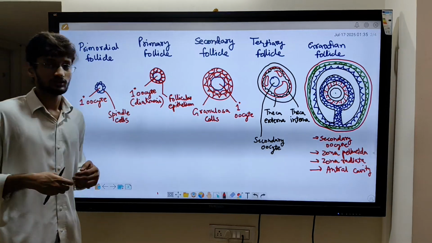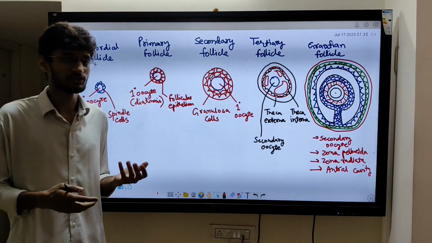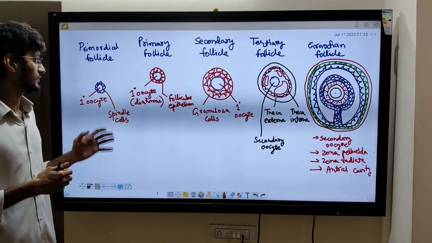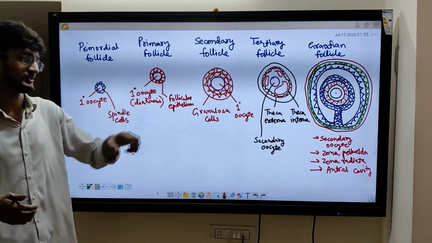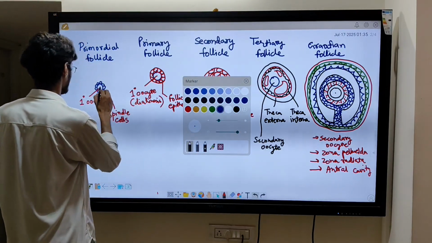Okay, students, before moving on to the phases of menstruation, I would like to give you a brief overview of the different types of follicles, right? So let's see here.